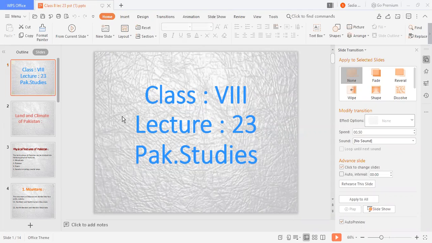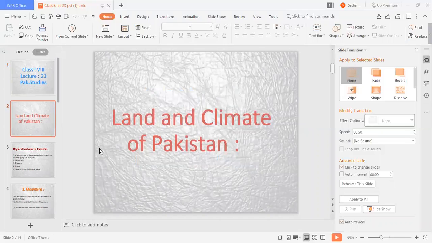Okay, beta, this is our lecture number 23 and the chapter name is Land and Climate of Pakistan. Today we are going to discuss the physical features of Pakistan. There are 4 important physical features of Pakistan, but first we are going to discuss the most important physical feature, the mountains. Is it clear?